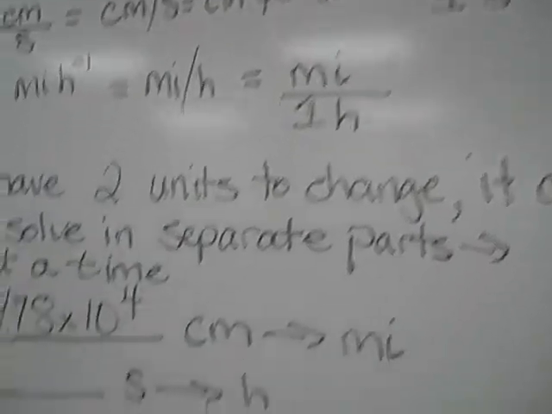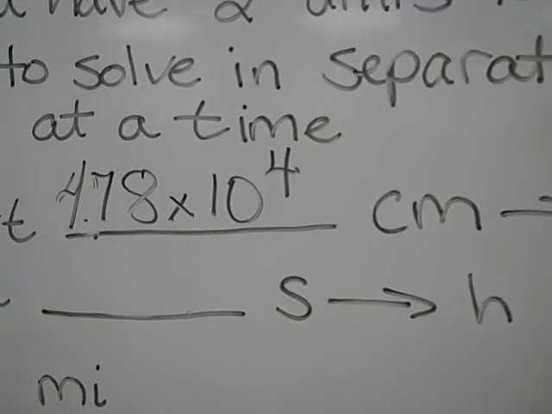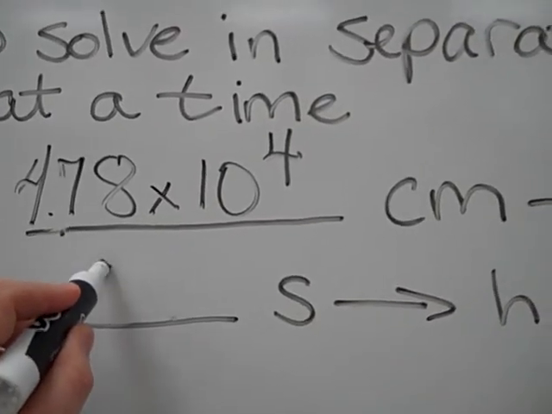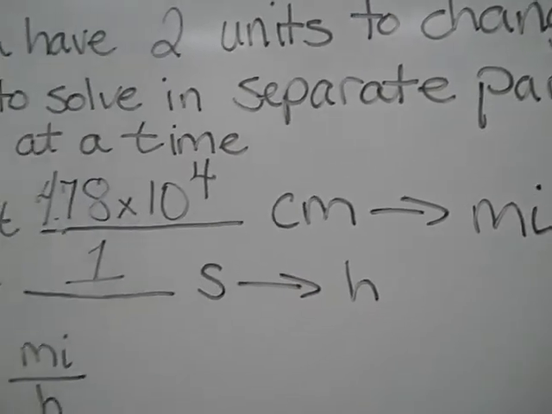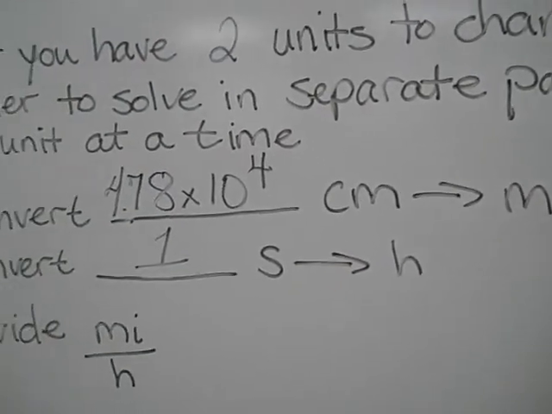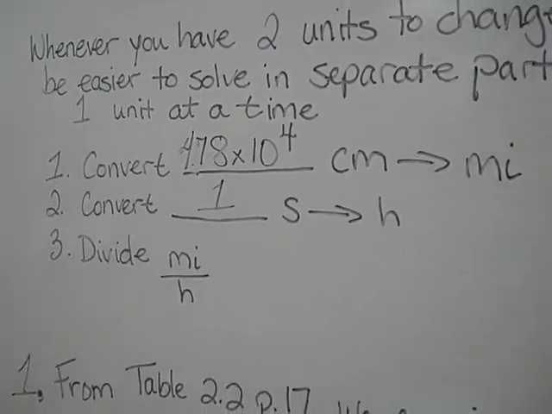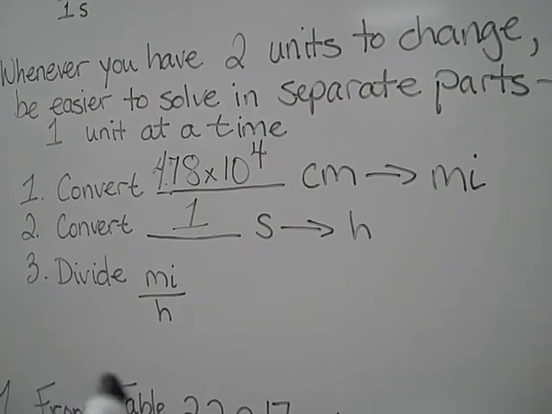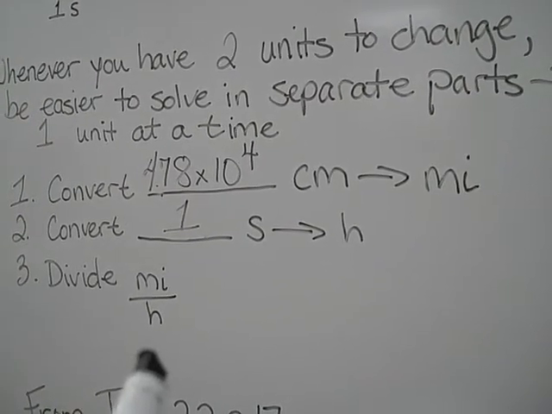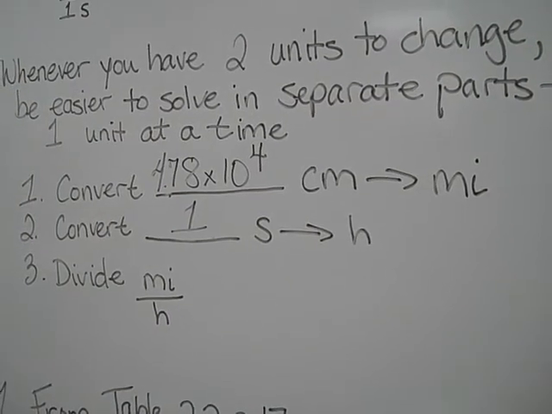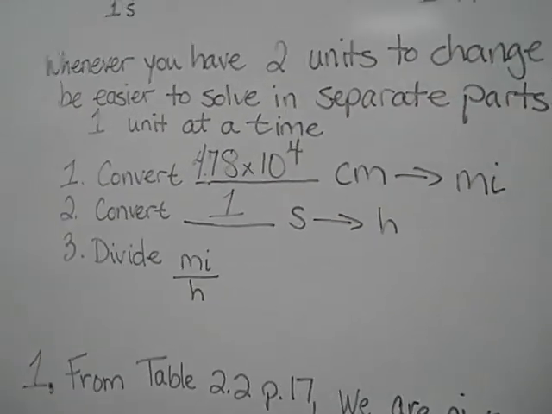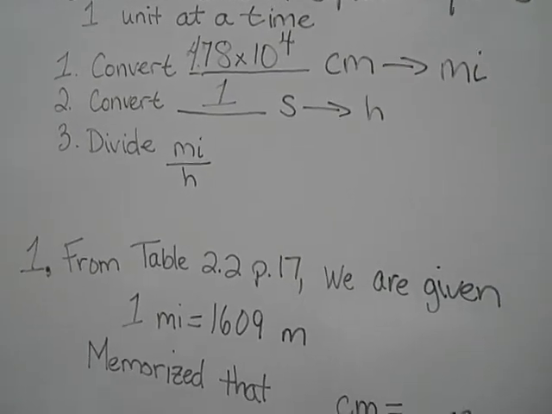It's going to be 1 second that we need to convert into hours. I say we take these as two separate steps. And then in the final step, we can divide our answer for the miles by our answer for the hours, and we'll end up with the units of miles per hour. So let's get started. Number 1, converting our centimeters to miles.